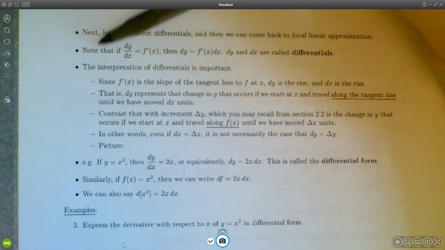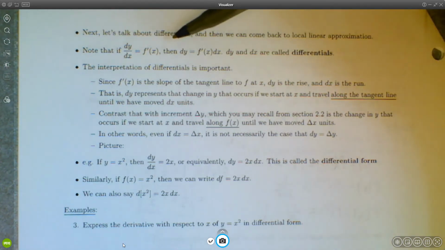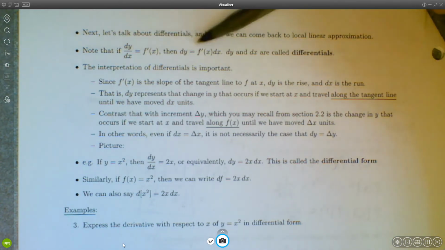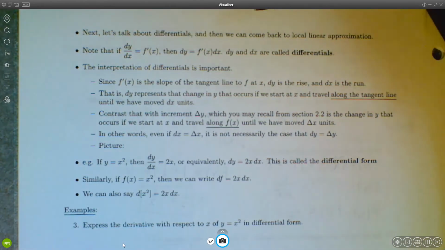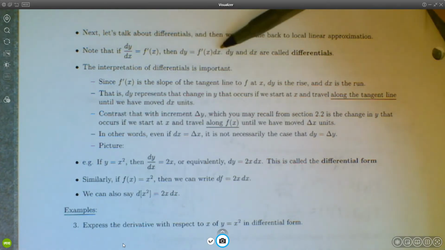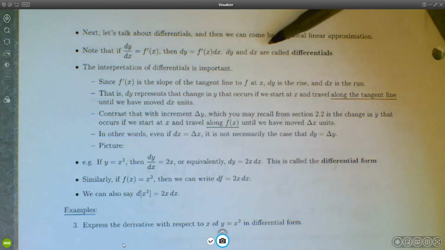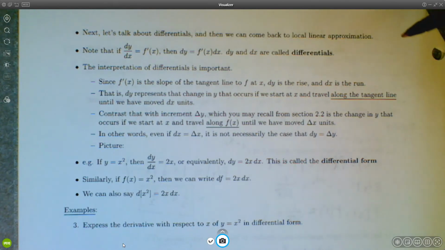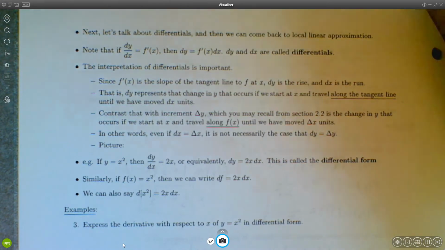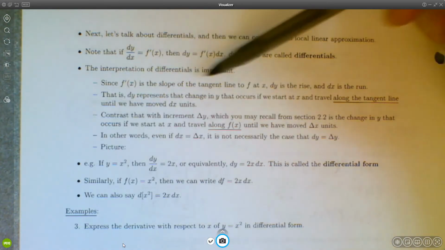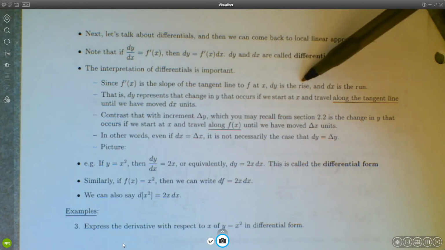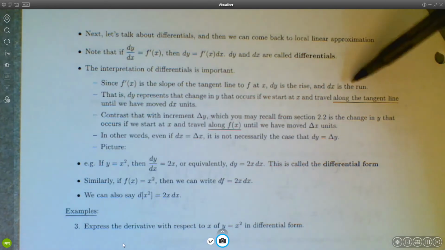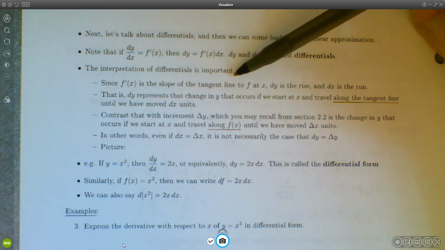So note that if dy/dx equals f prime of x, then dy equals f prime of x dx, right? Just multiply both sides by dx. We haven't talked about these quantities dy and dx really yet, but these things are called differentials. And it's important to get the interpretation right, okay? Since f prime of x is the slope of the tangent line to f at x, then dy is the rise and dx is the run of the tangent line, okay?